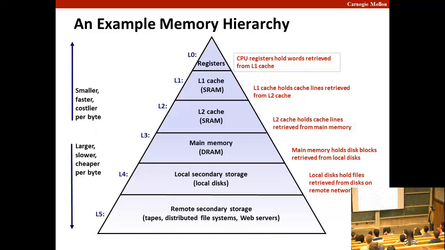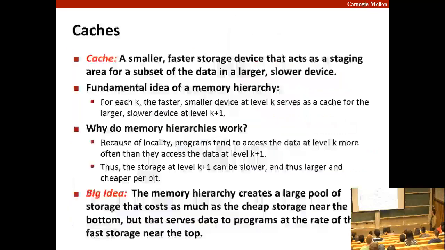Here's the picture of the pyramid. We showed it to you the first day, mentioned it a couple times since. Registers, L1 cache, L2 cache, main memory, secondary storage, remote storage. Registers, SRAM, SRAM, DRAM, local disk, remote storage over a network. The idea here is the memory hierarchy creates a large pool of storage that costs as much as the cheap storage near the bottom, but serves the data to the programs that are ready to the fast storage near the top. That's a wonderful idea, isn't it? You get the performance of the fastest memory for the price of the slowest memory.